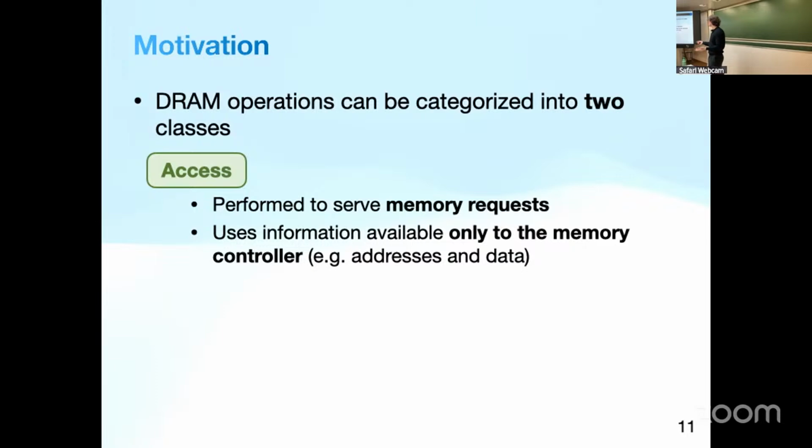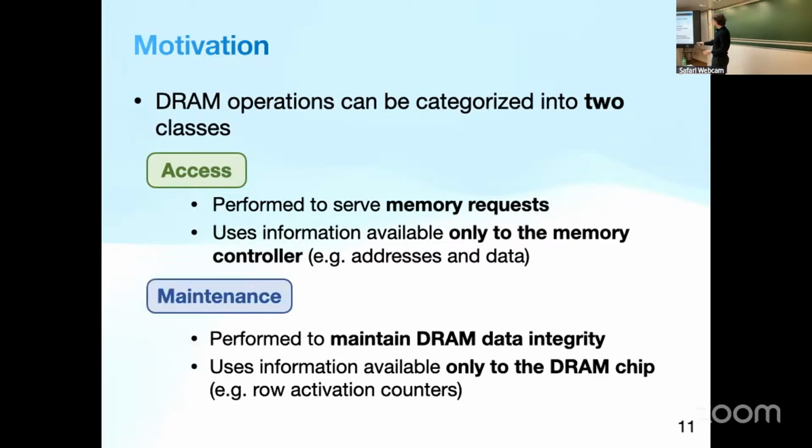given to the DRAM. The second one is maintenance. And those commands are sent to perform maintenance within the DRAM chip to preserve data integrity. And the information that is actually used here can be found only in the DRAM chip itself. For example, for RowHammer protection, counters for how often a row has been accessed.